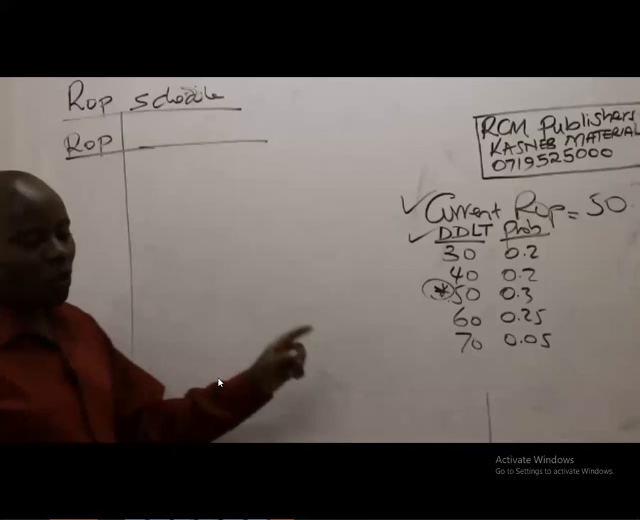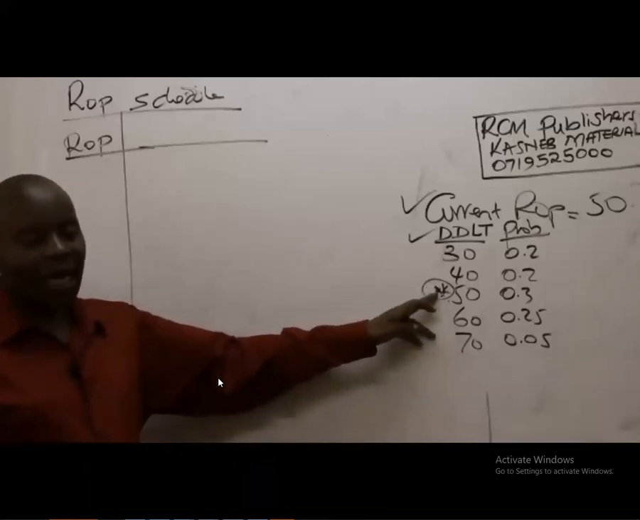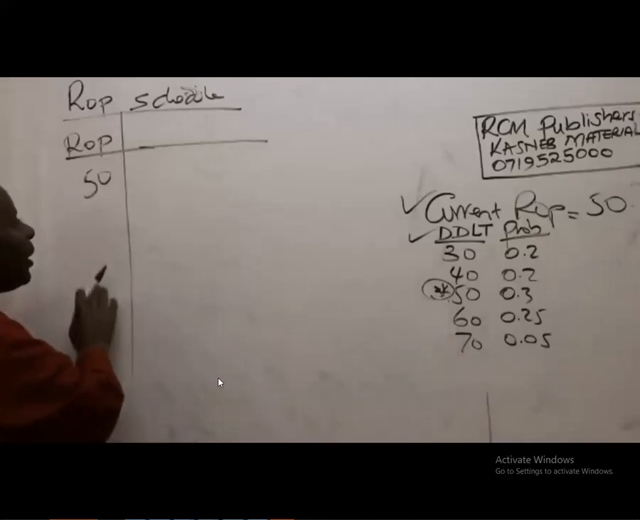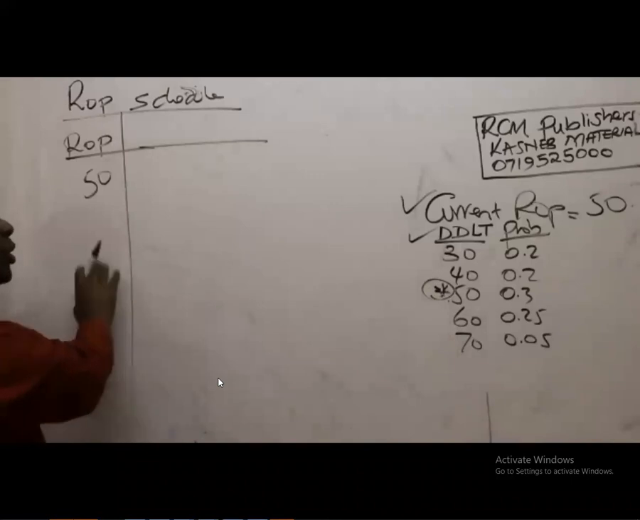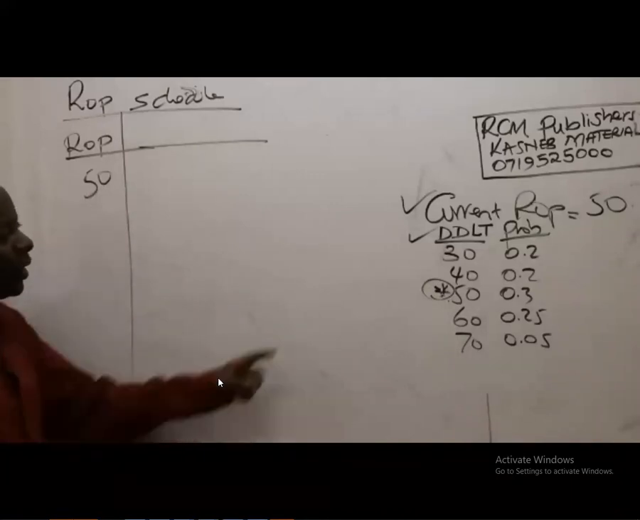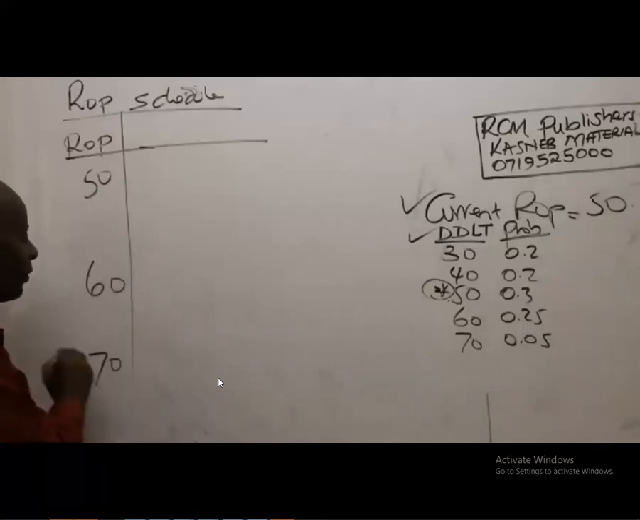And remember, this ROP we can only begin from the current. So the current order point is 50. You leave some good space. So we have here 50. The next ROPs, ladies and gentlemen, are 60, and then we have what we call 70.